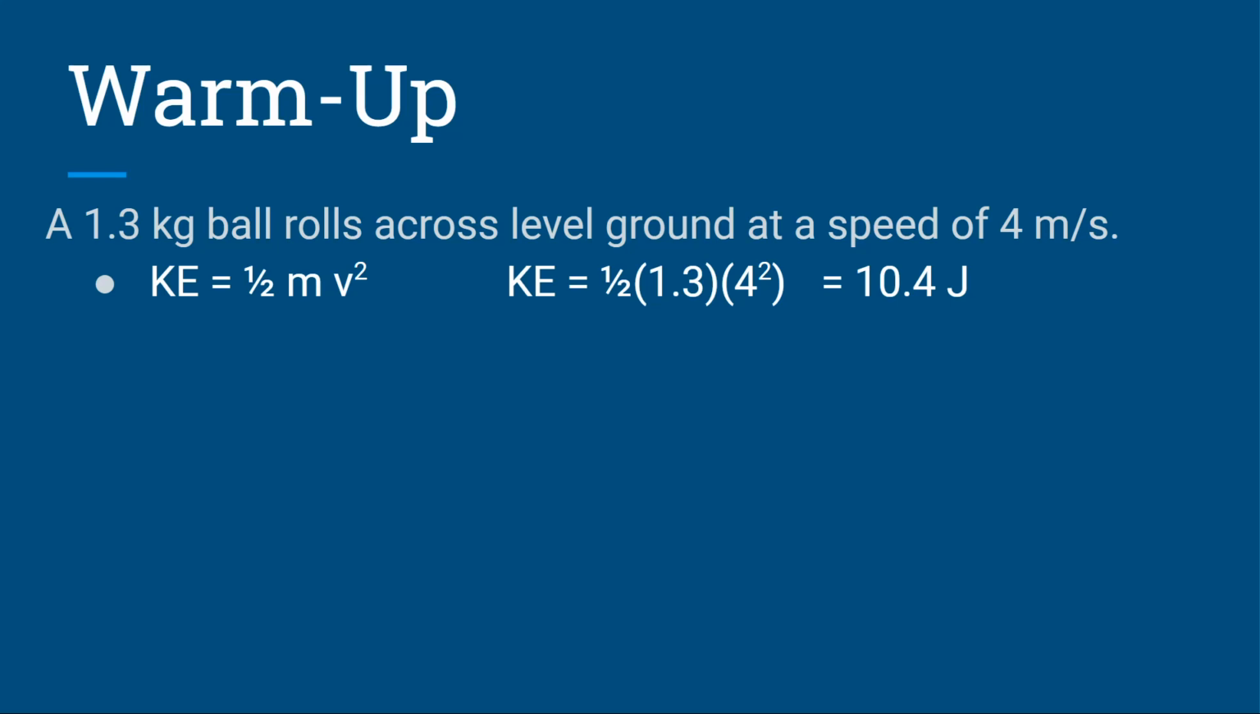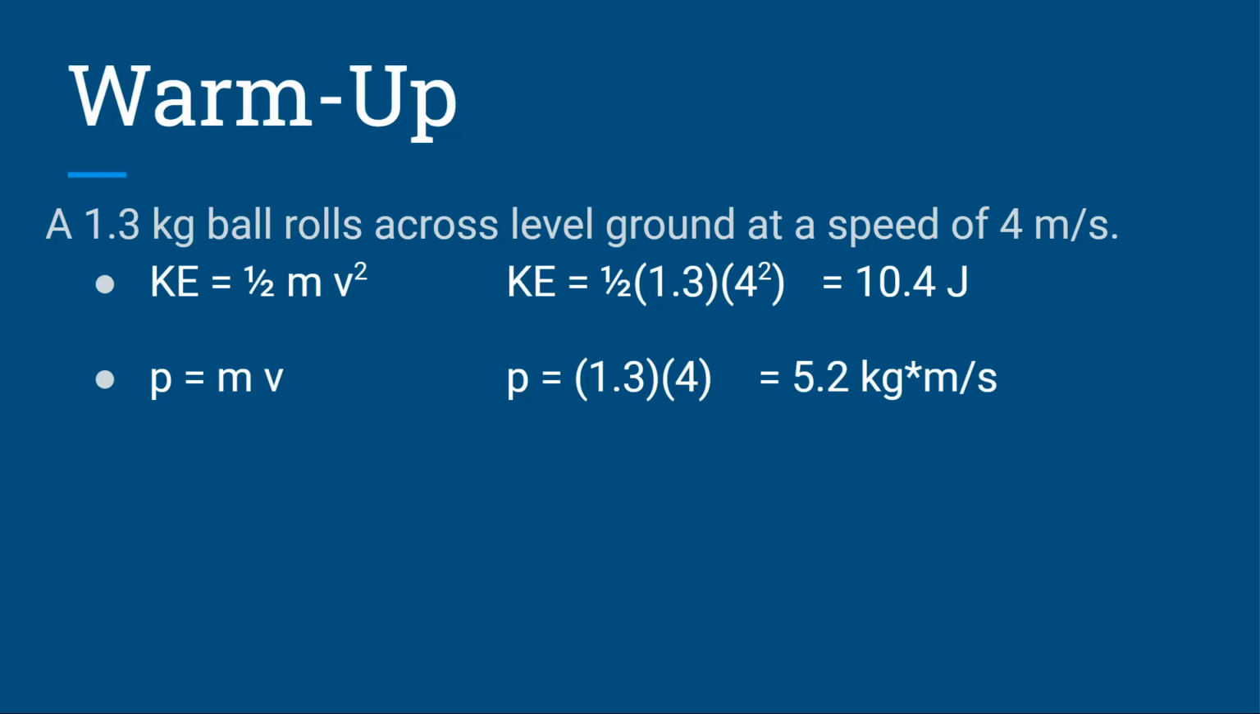The second part of the warm-up said, what is its momentum? And in order for us to find momentum, we need to use our momentum equation. It's been a while since you've used this equation probably. We haven't really been talking a lot about momentum. There were a couple things in the projectile motion unit where we brought that back. But the equation for momentum, in case you have forgotten, is p, that's momentum, p equals mass times velocity. So we're simply going to plug into that equation. Our momentum equals 1.3 times 4, which is 5.2 kilogram meters per second.